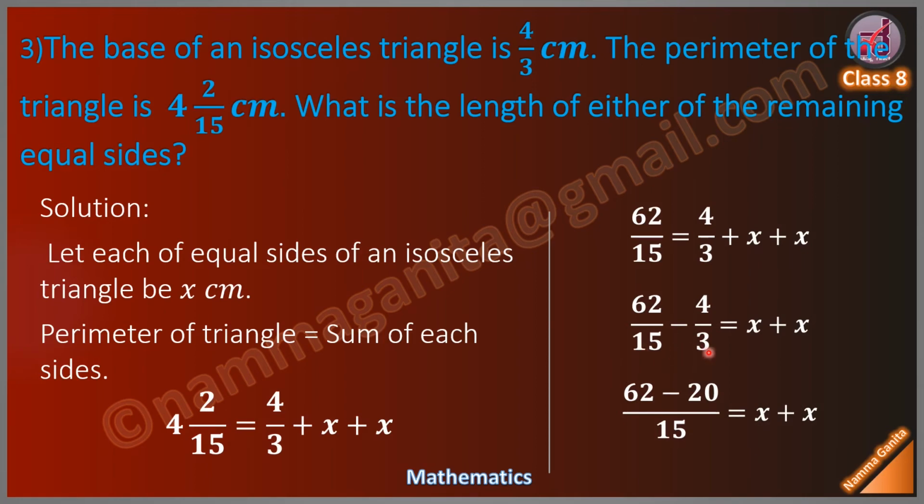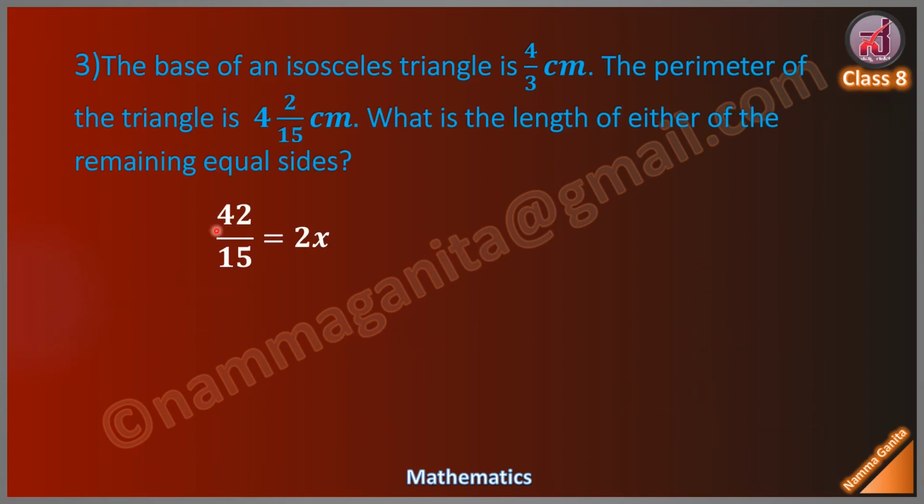Take the LCM of 15 and 3, that is 15. 15 ones are 15, therefore 62 ones are 62. Write the minus sign here. 3 fives are 15, therefore 4 fives are 20. 62 minus 20 divided by 15 is equal to x plus x. That is 62 minus 20 is 42 divided by 15 is equal to x plus x is 2x. 3 14s are 42, 3 fives are 15. Simplify this. 14 divided by 5, that is equal to 2x.